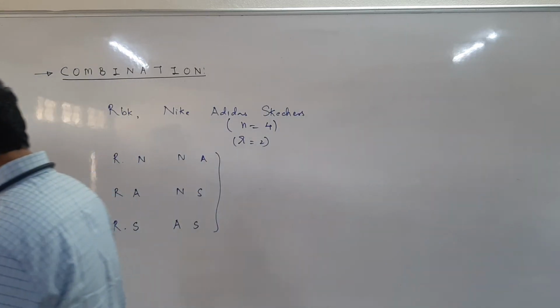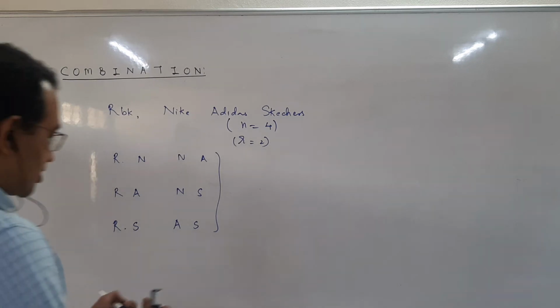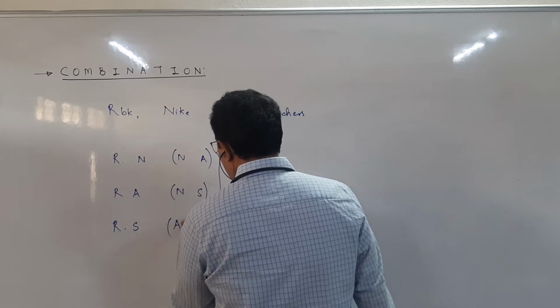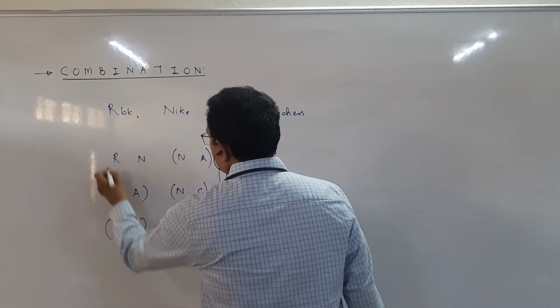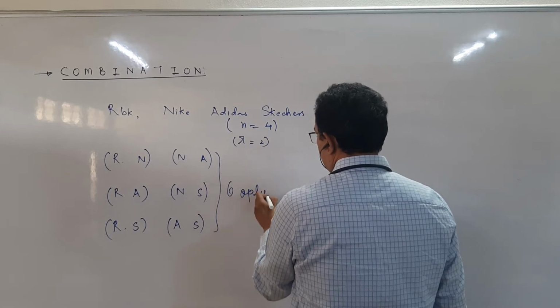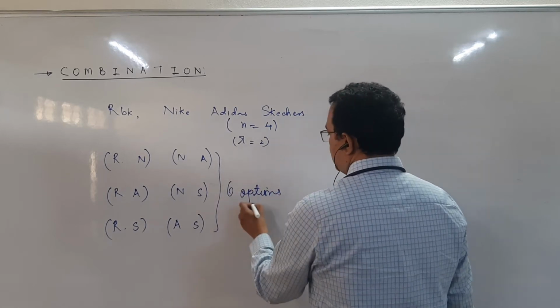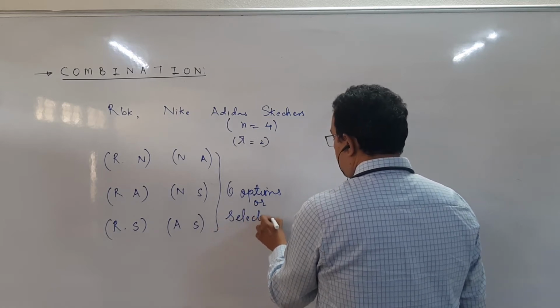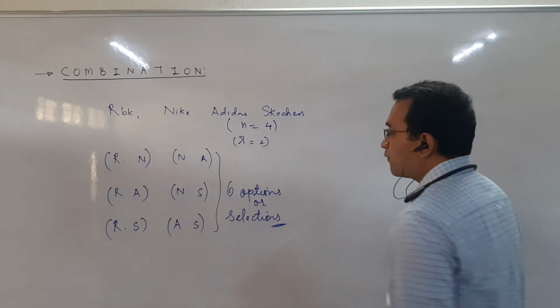So what is the definition of combination? You will have 6 options here. As per the general view, we have 6 options, or you have 6 selections, or you can have 6 different ways in which you can select a pair of shoes.